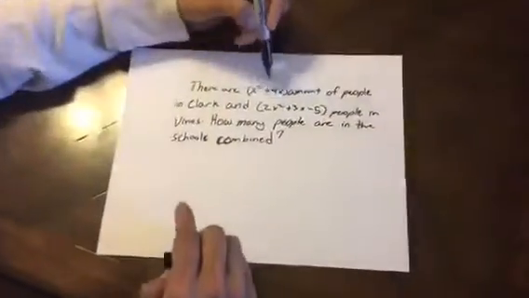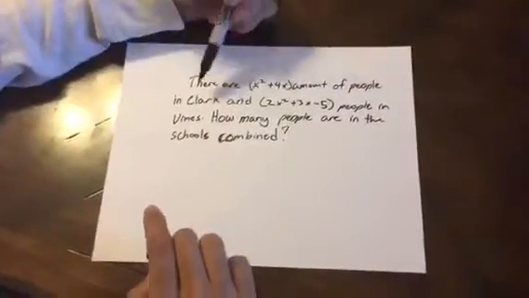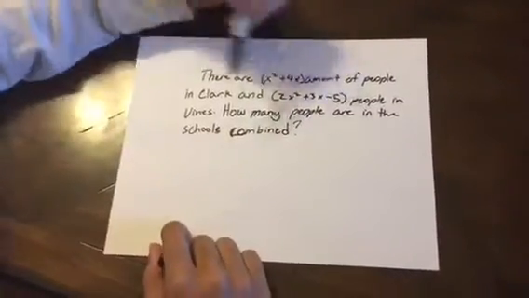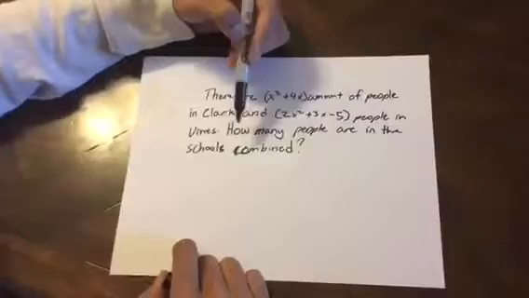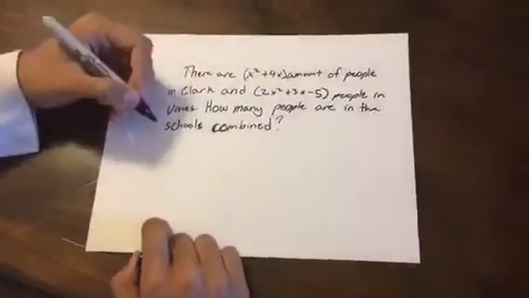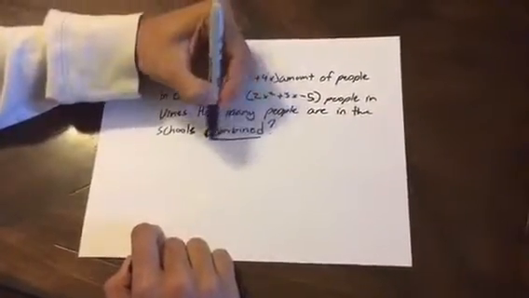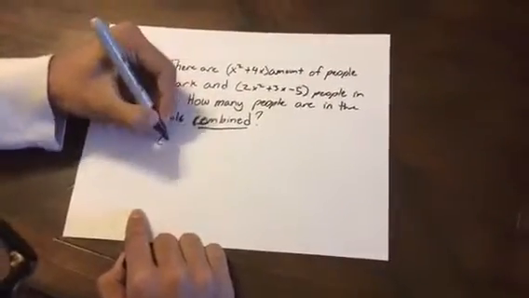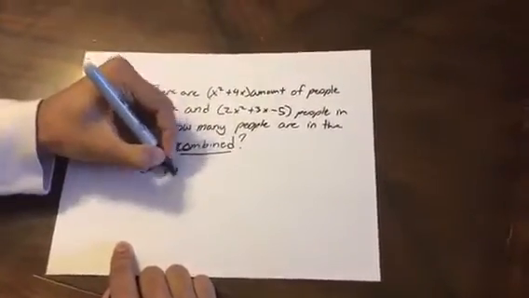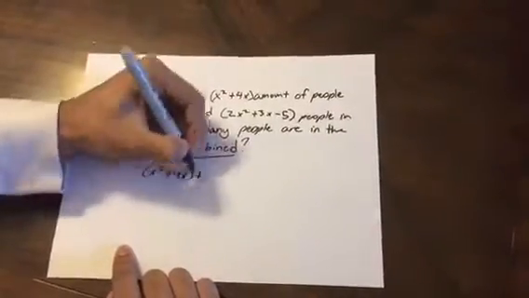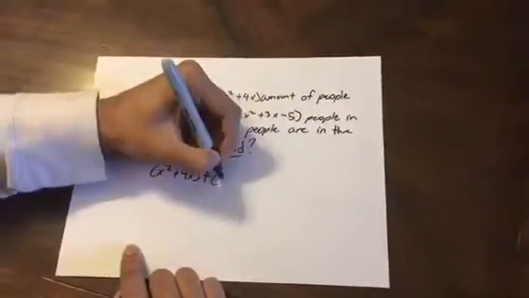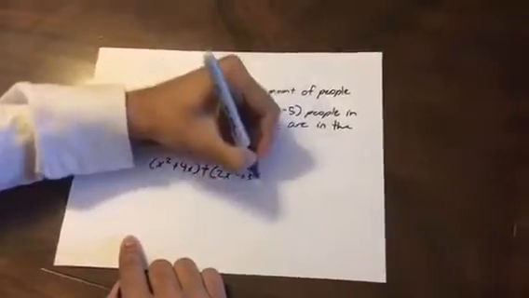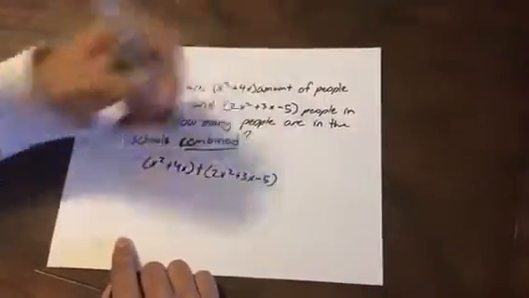There are x squared plus 4x people in Clark, and 2x squared plus 3x minus 5 people in Vines. How many people are in the schools combined? As you can see, it says combined, so it's an addition problem. So you're going to write it like this: x squared plus 4x plus, in parentheses, 2x squared plus 3x minus 5.